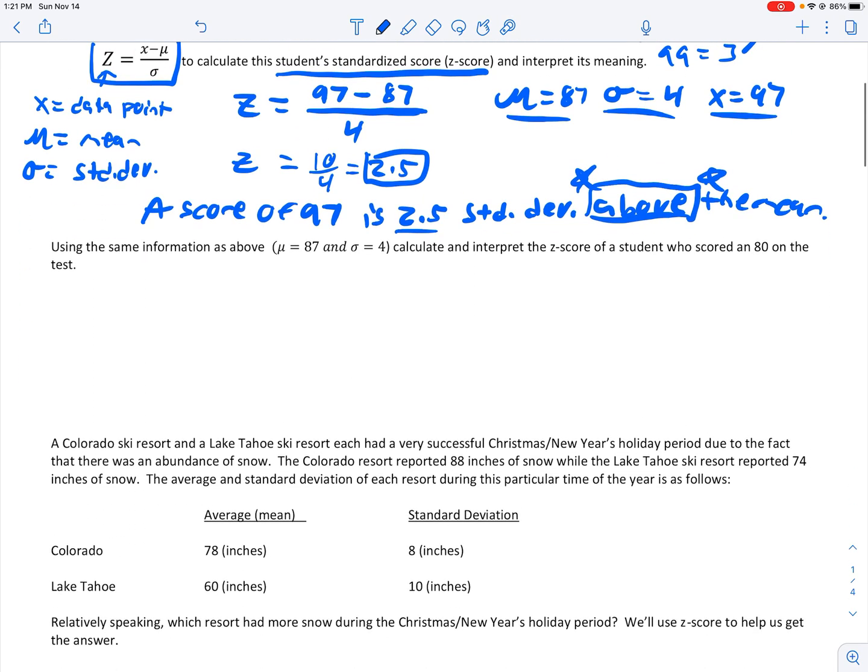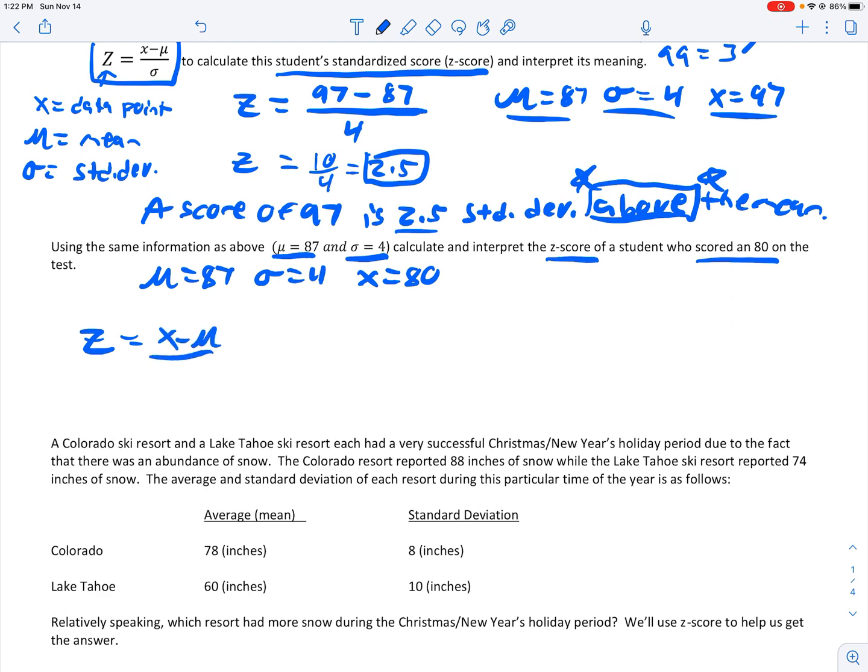Right, so using the same information, so your average is 87, standard deviation is 4. Calculate the z-score for someone who scored 80. So mu is 87, sigma is 4, x is 80. So using the z-score equation, it's x minus mu divided by sigma. Right, going to be very important. Anytime you see z-score, you write that formula. So in this case, we have 80 minus 87 over 4. Right, negative 7 over 4, which is negative 1.75.